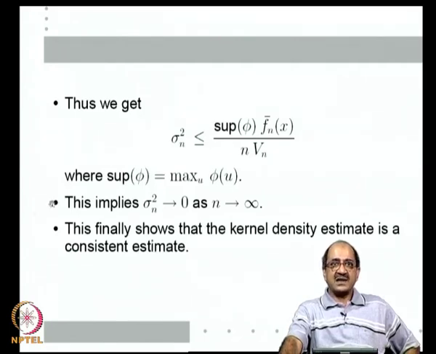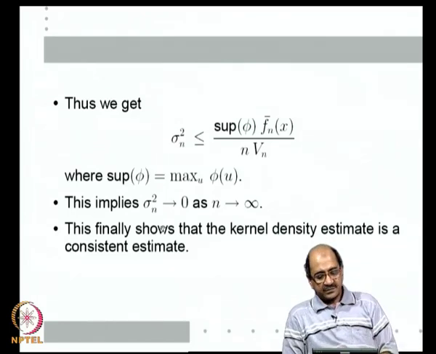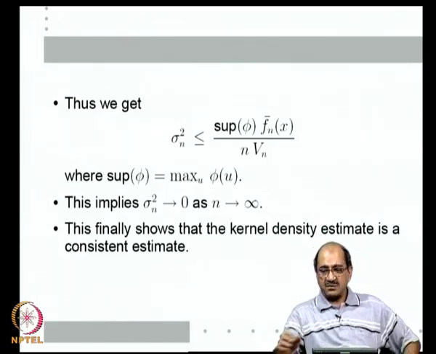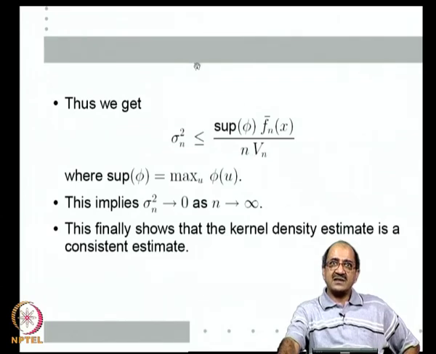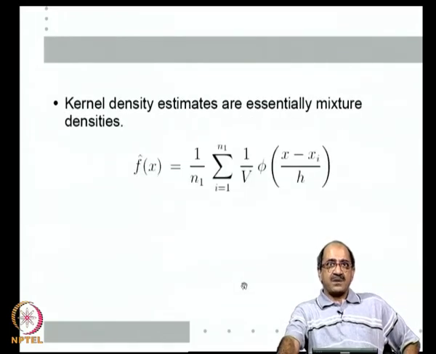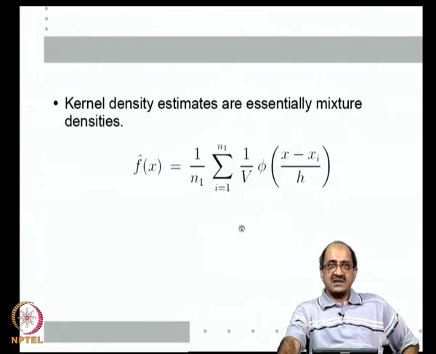Okay. That is the kernel density estimate, and for that kernel density estimate we showed, just like our other parametric density estimates, that the density estimate is consistent. That is, as the number of samples goes to infinity, we get the true estimate. Of course, at any finite samples we have to know what h to choose, but at least it is nice to know that asymptotically it is a consistent density estimate. So, kernel density estimates are essentially mixture density estimates.